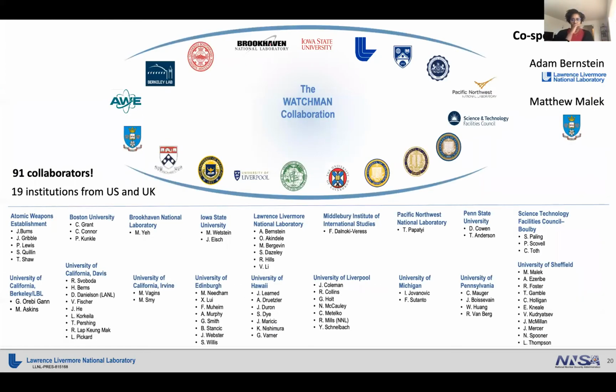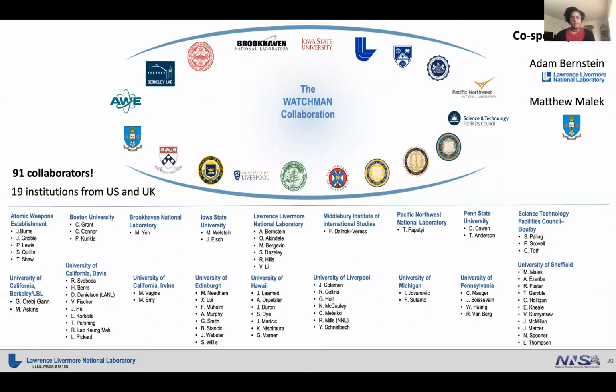And so the collaboration that this is under is also called the WATCHMAN collaboration. This refers to the water Cherenkov monitor of antineutrinos. There's a lot of name changing going around, but the collaboration itself is called the WATCHMAN collaboration, and I'll later describe the name of the site and the name of the detector.